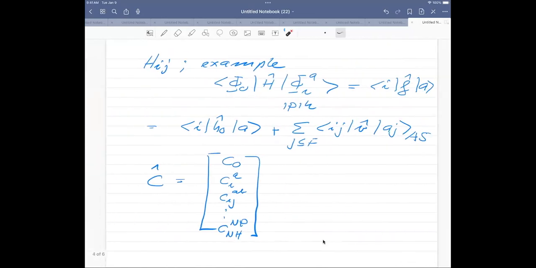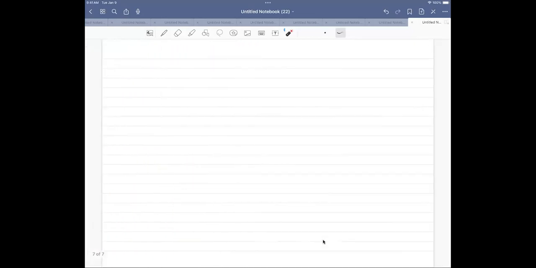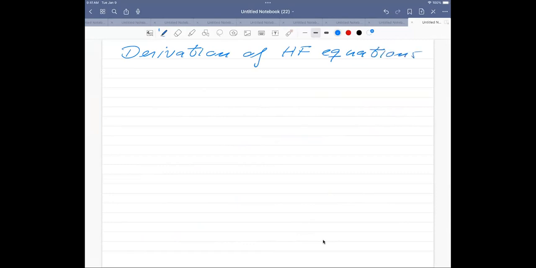So after all this talking, let's now look at Hartree-Fock theory. So the derivation of Hartree-Fock equations. Now, what we have is a Slater determinant. This is where we started, and we're going to look at this in first quantization, or what's normally called coordinate space.